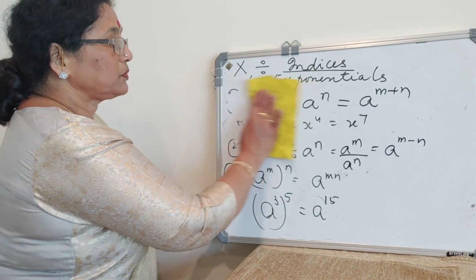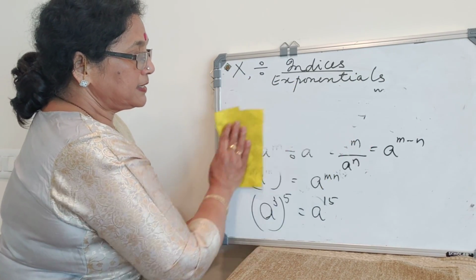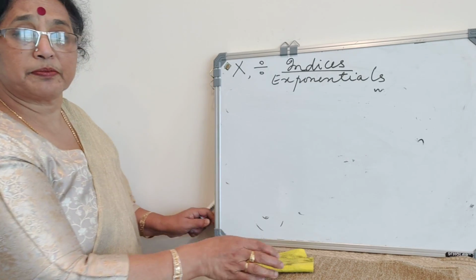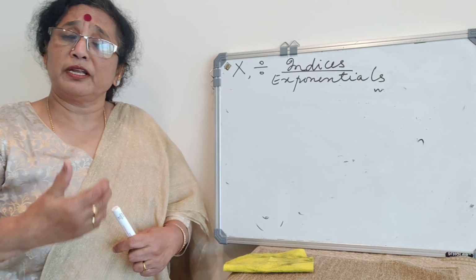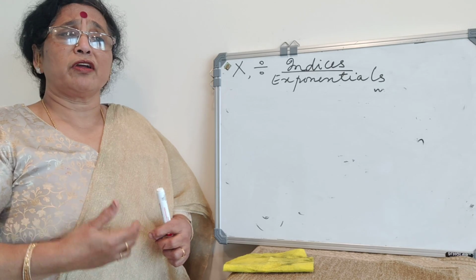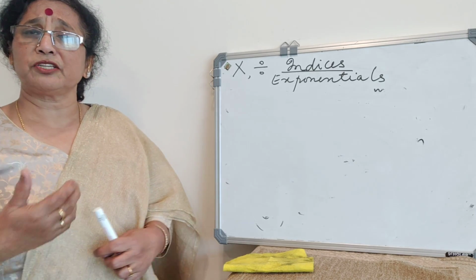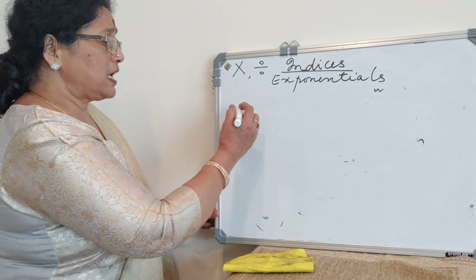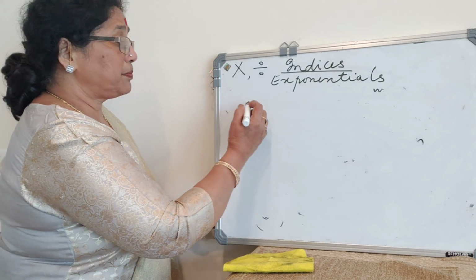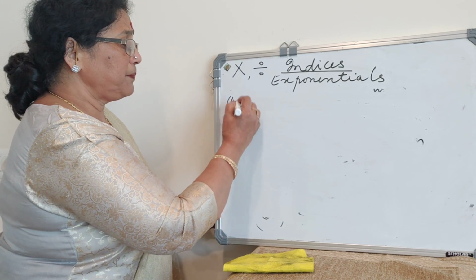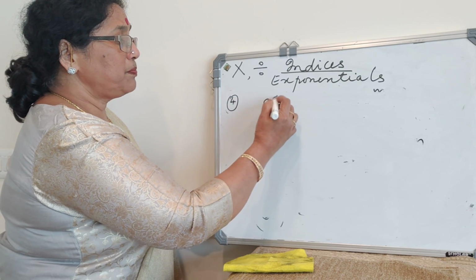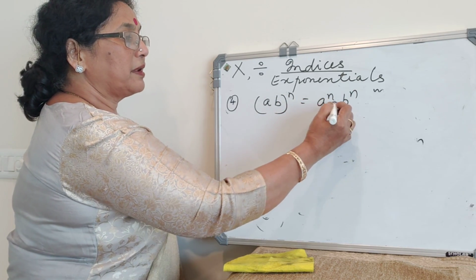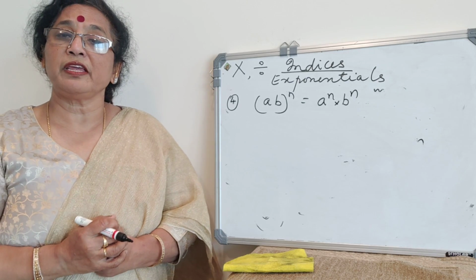Fourth law. So I keep on writing as many formulas, as many laws, because in the book they just give the multiplication, division and the power raised to a power, right? So first thing, for the fourth one, if I have a into b to the power of n, it is a^n and b^n. So here you have to be very careful.